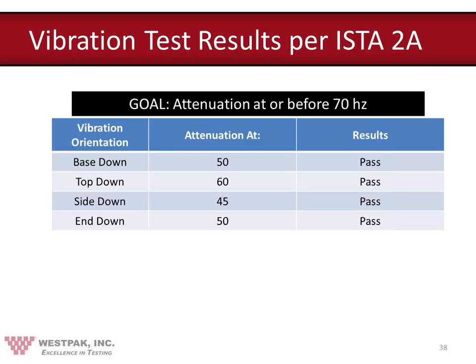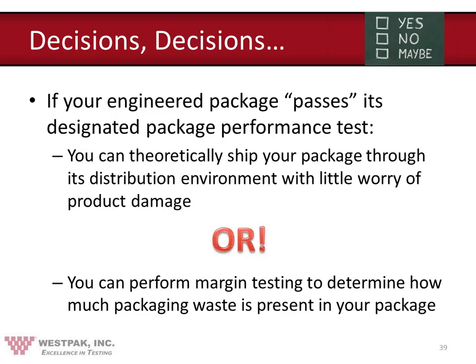So at the end of the day, you ask yourself, okay, was that 75 Gs enough to actually fail this package? We're going to talk about it a little more. And with that, we have decisions. If your engineering package passes or barely passes, which our example did with 70 Gs, 75 Gs, very, very close, it's designated package performance test, and you have a couple of decisions.